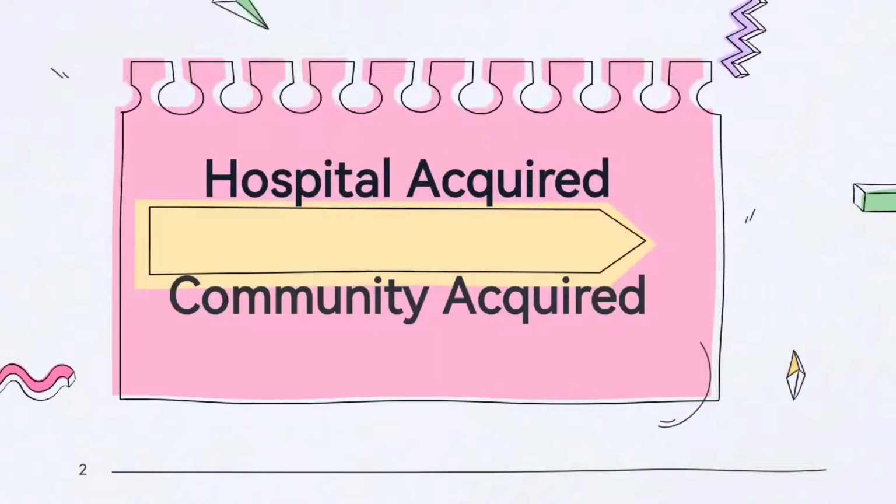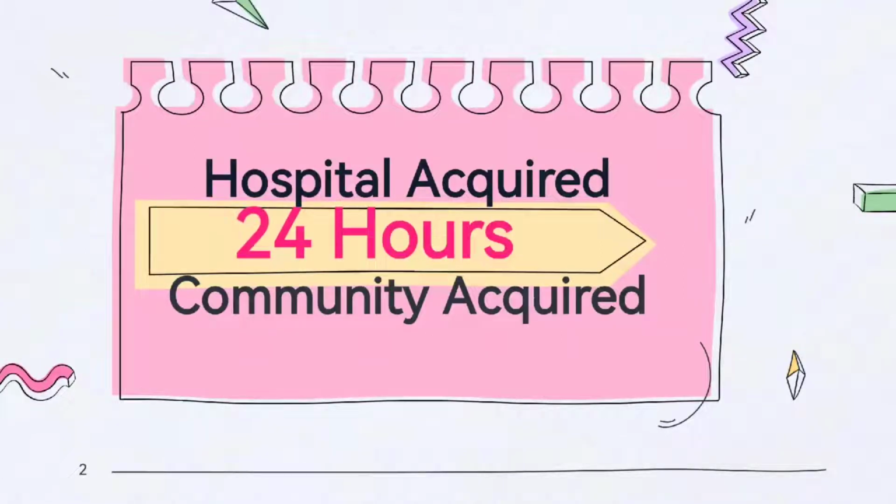Now, in our hospital, we categorize two: hospital acquired and community acquired. How are we going to differentiate these two? It is by the hours, which is 24 hours. Twenty-four hours after the patient's admission, we consider it hospital acquired. Within 24 hours of the patient's admission, we consider it community acquired.